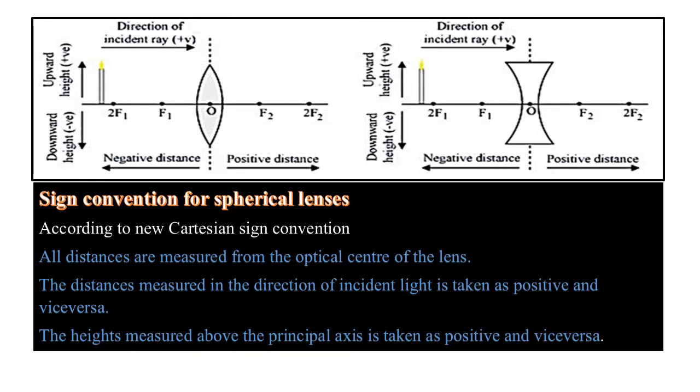So based on the new Cartesian sign convention, the focal length of a convex lens is considered positive, written with a plus sign, whereas the focal length of a concave lens is considered negative, written with a minus sign. So the sign convention for spherical lenses is very similar to the sign convention for spherical mirrors.